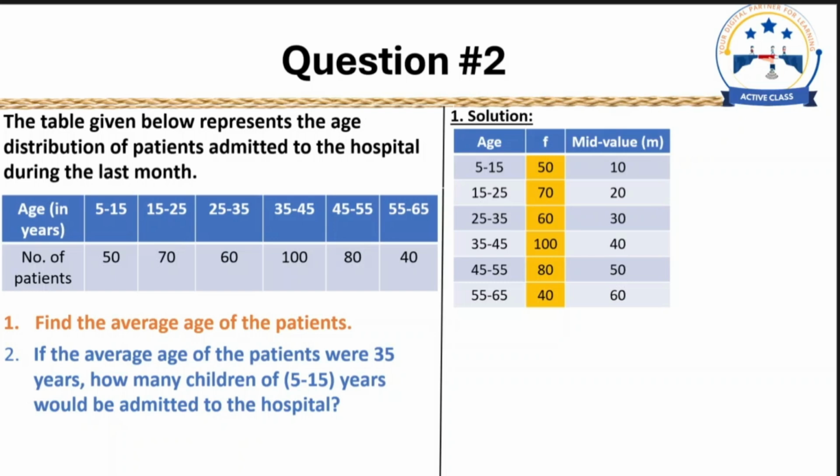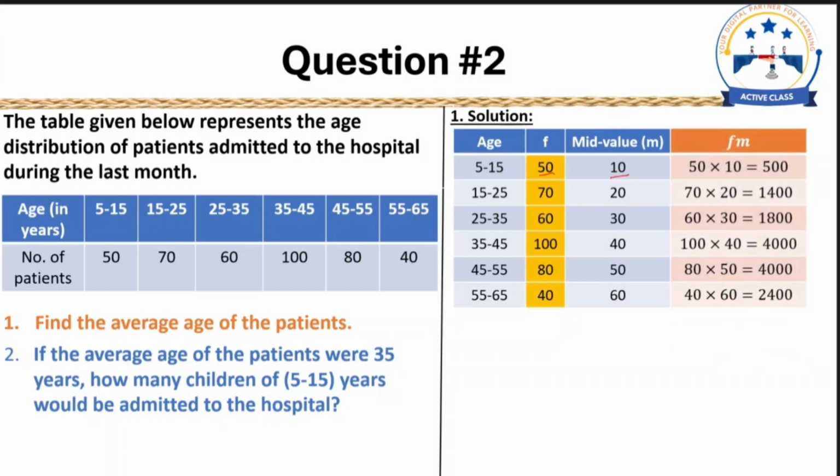Can you please recall the second step? We multiply frequency and mid value, F times M. Like if you multiply 50 and 10, the corresponding frequency and mid value, then we will get 500. We follow the same process and multiply all the frequencies and corresponding mid values. Let's do it. 5 times 10, 500. Likewise, 70 times 20, 1400. So I've multiplied all the frequencies and corresponding mid values over here.